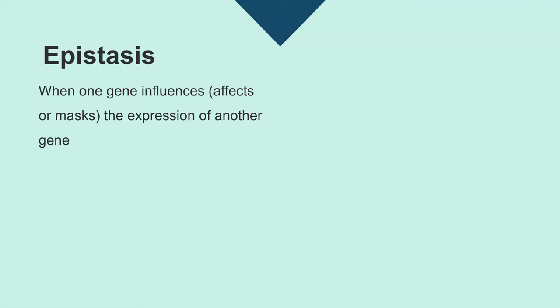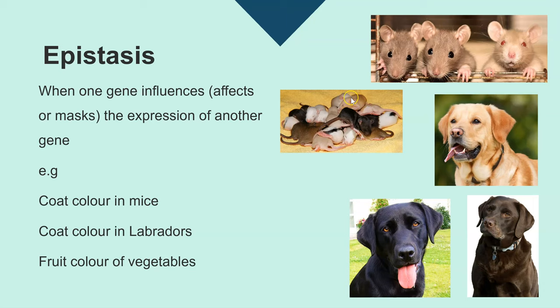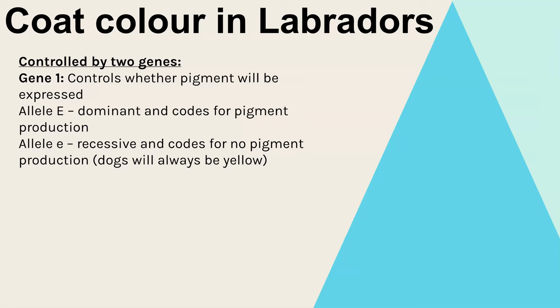Some examples: coat colour in mice is controlled by epistasis, coat colour in Labradors, and also the colour of certain squash fruits. So let's have a look at some examples, and we're going to go through the Labrador example. It's controlled by two genes, and gene one controls whether the pigment, which creates the colour in the fur, is going to be expressed.